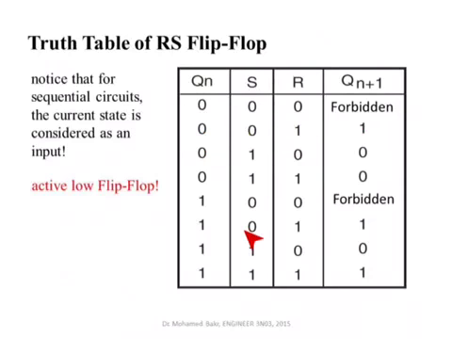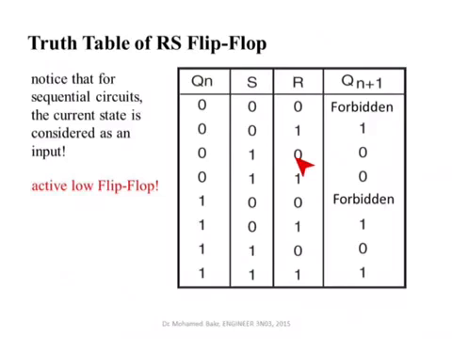When you have 0 and 1, this is a set. It's active low. S is equal to 0, R is equal to 1. It's a set. The output will be equal to 1 regardless of Qn. This is why here you can see when you have 0 and 1 again, the output becomes 1 regardless of Qn.